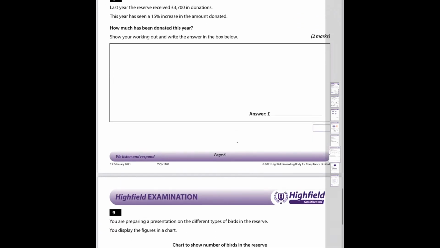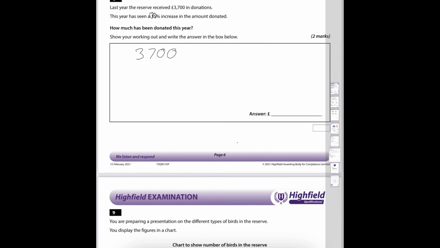Question 8. Last year, the Reserve received £3,700 in donations. This year has seen a 15% increase in the amount donated. How much has been donated this year? So, 3,700, 15% increase on that. So let's again break that down to 10% and then half of that, which is 5%.